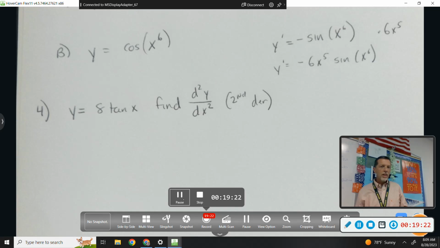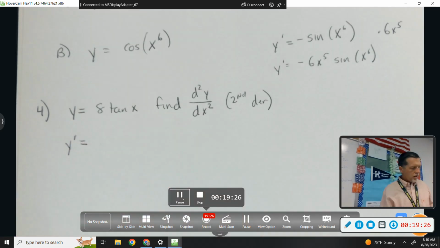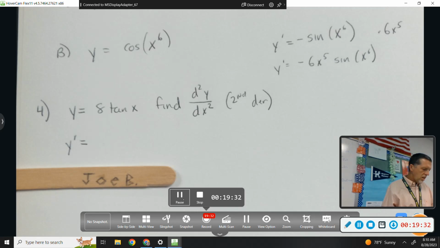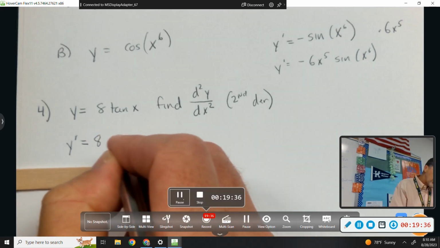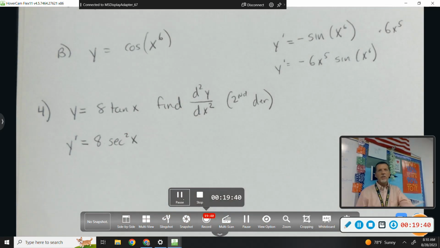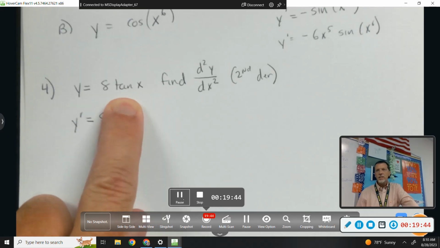So the first derivative, the derivative of tangent. Joe, what's the derivative of tangent? Secant squared. Secant squared. So 8 secant squared x. That did not involve the chain rule because our tangent is only one function, so no chaining to anything there.